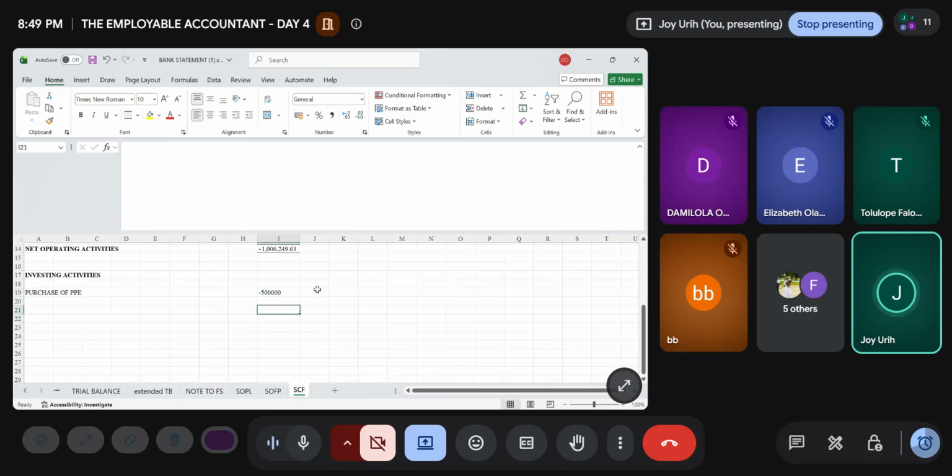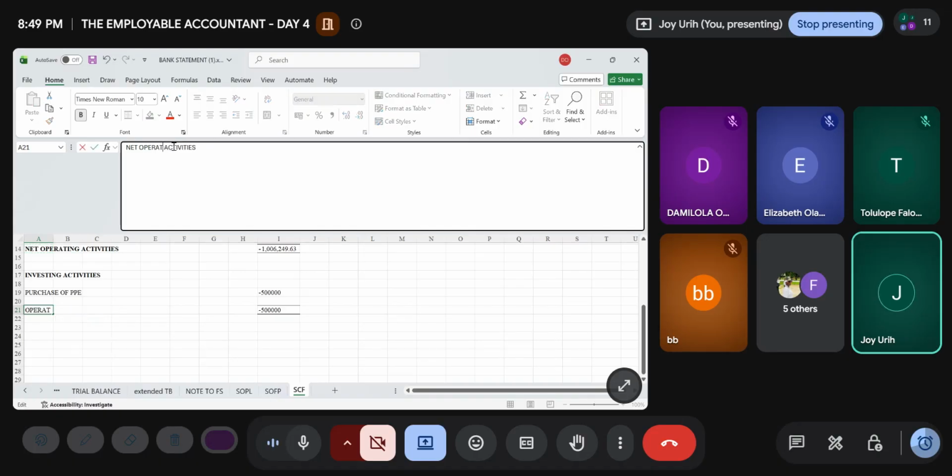So the next item, we don't have any item here again. So this is the only item. This will be our net investing activities. Net investing activities.